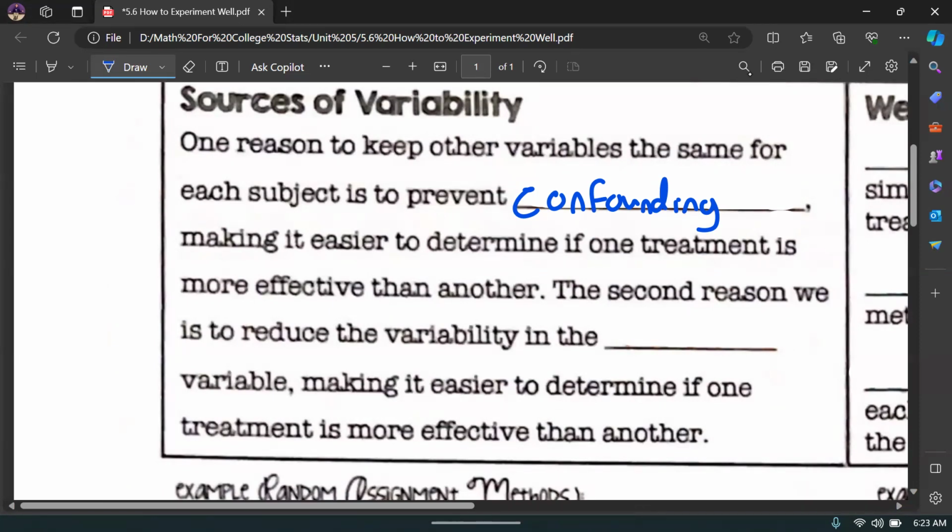This makes it easier to determine if one treatment is more effective than another. The second reason is to reduce the variability in the response variable, making it easier to determine if one treatment is more effective than another. Same reasoning.